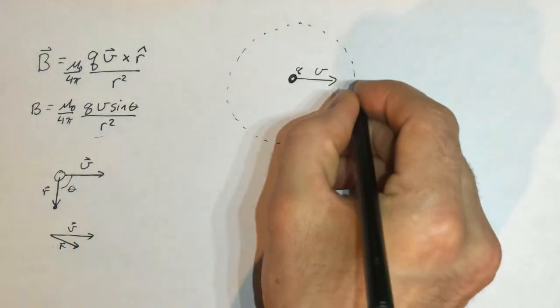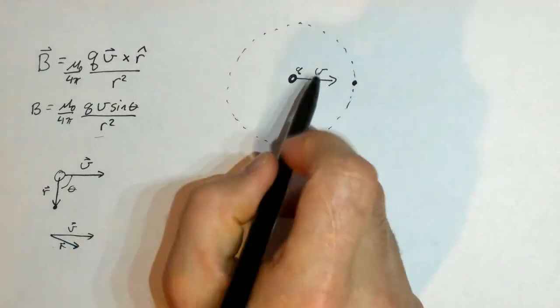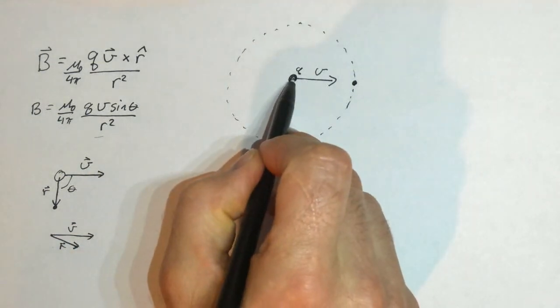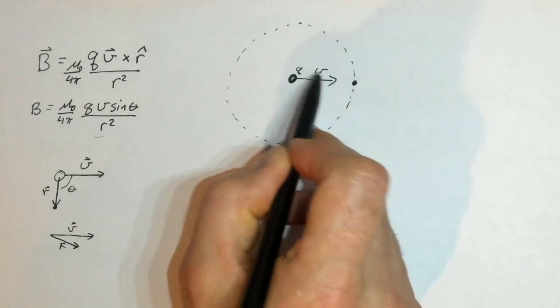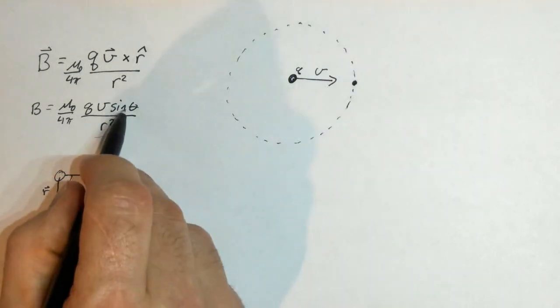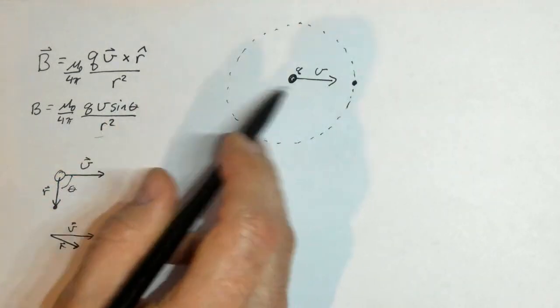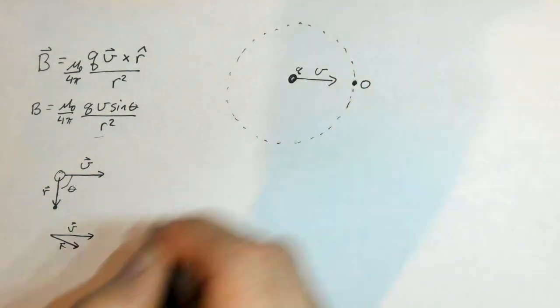So if you think about straight ahead, r points from where the charge is to where we're measuring the field, and that's in this direction. So v and r are in the same direction. What's the sine of 0? Because the angle between them is 0. That's 0. So I'm going to get B equals 0 here.